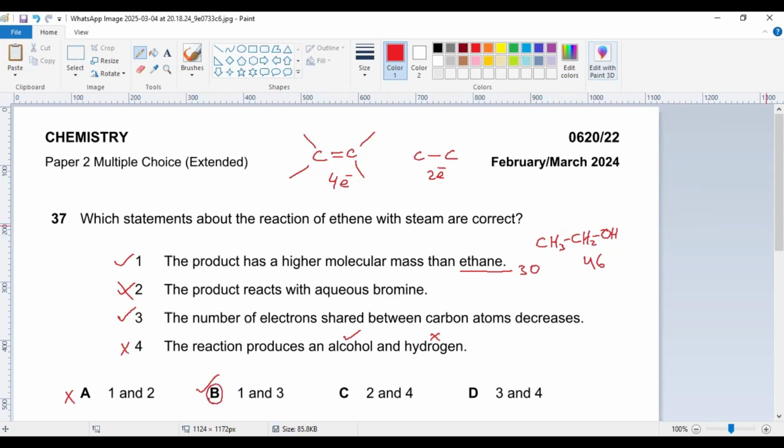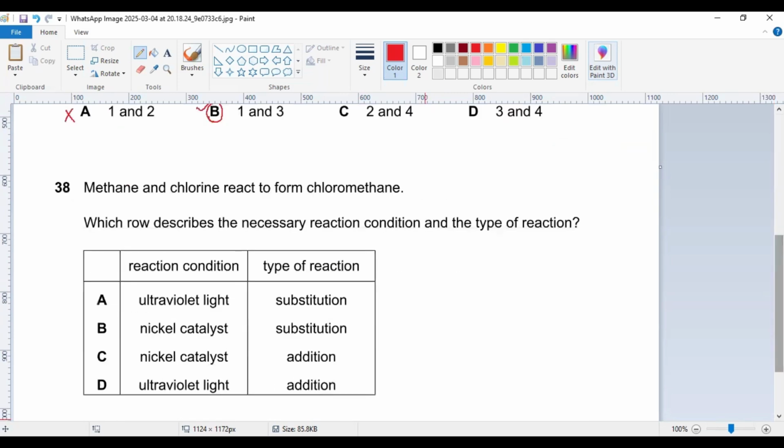Now see the next question. Methane and chlorine react to form chloromethane. Which describes the necessary reaction condition and the type of reaction? Chlorination in alkanes, whether it is methane or any other alkane, requires ultraviolet light because these are photochemical reactions. So ultraviolet is correct.